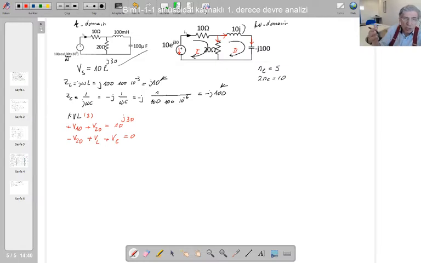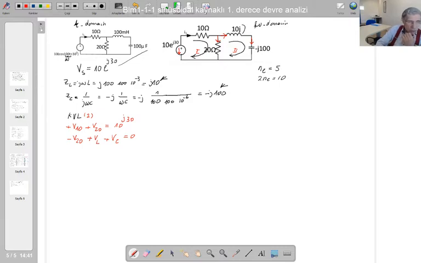How are you going to do the checks? If you look at the first mesh here, you've got three elements, so there should be three terms in your equation. 1, 2, 3 terms we've got. For the second mesh also we have three elements, so there are three terms in our equation. If the number of elements is 5 in a loop and you write three terms in your equation, that means you made a mistake.